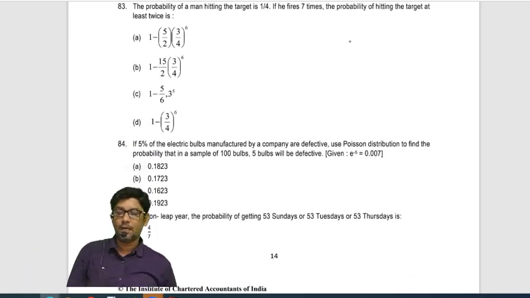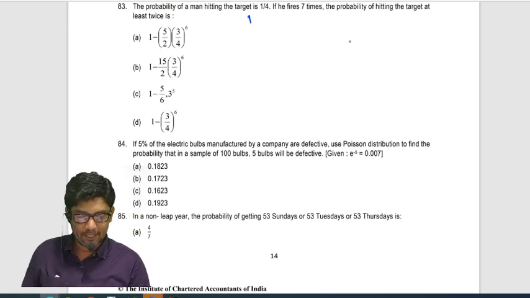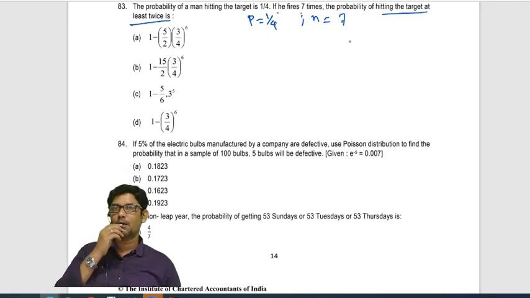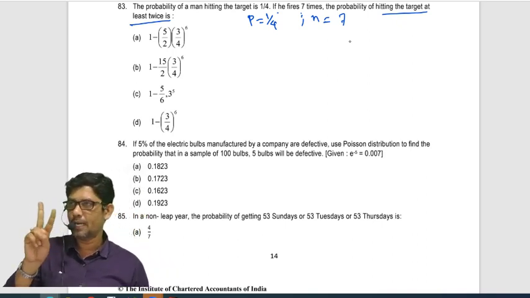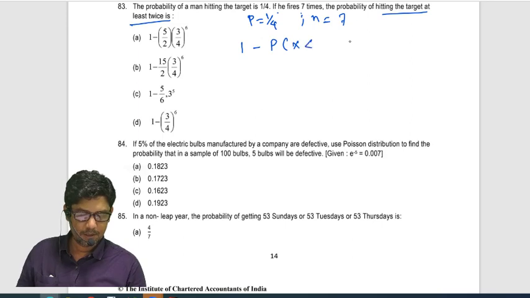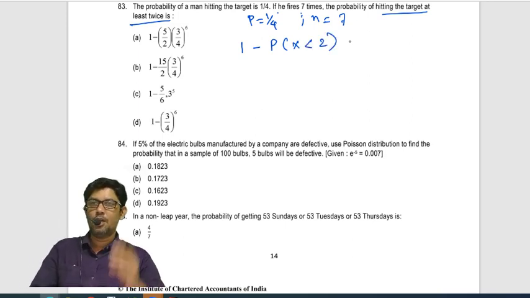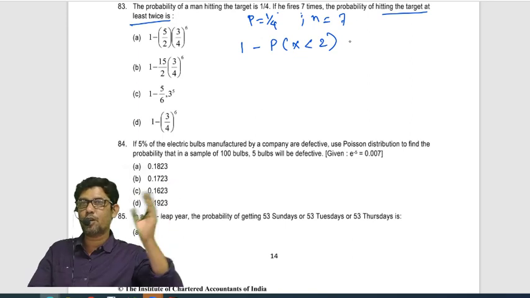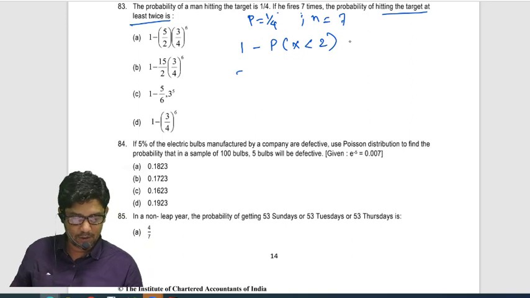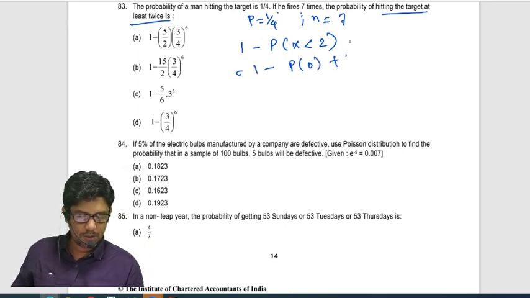Next one. The probability of a man hitting a target, P is equal to 1/4. If he fires 7 times, N equal to 7. The probability of hitting the target at least twice. At least twice means what? Minimum 2. See, actually they ask you to find out more than or equal to 2. Its opposite is what? 1 minus less than 2. So minimum twice means 1 minus what will come? 0 and 1.